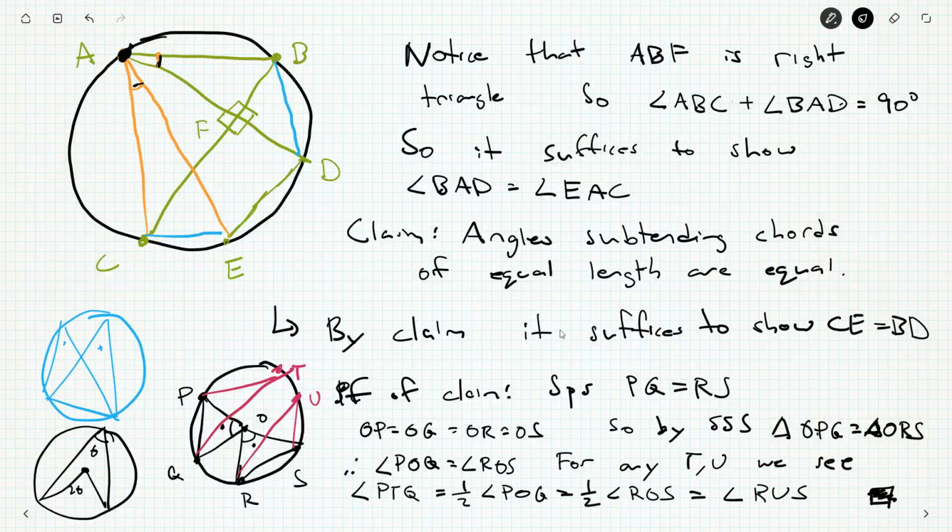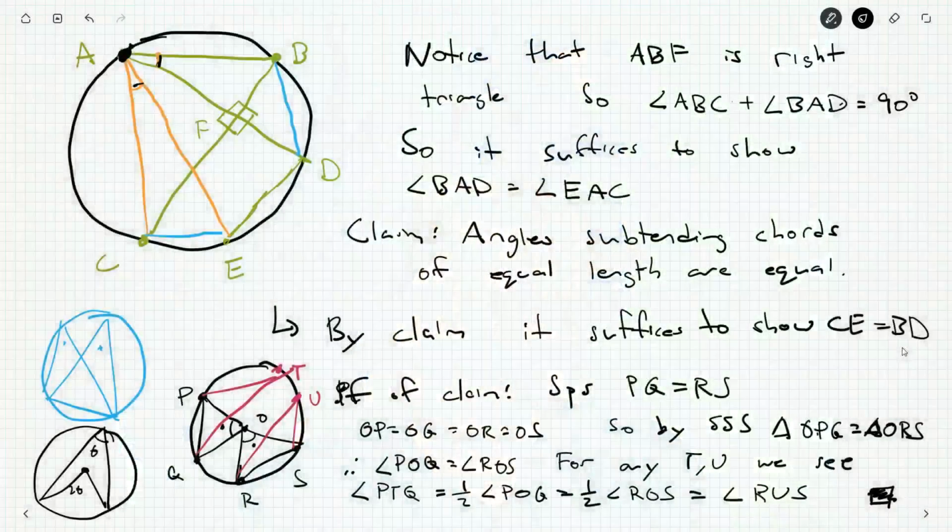Okay, so now it really does suffice to show CE equals BD. Was this a useful distraction? I genuinely don't know. Is this going to lead somewhere? No idea. But I have more options. I have more options now. So now I can just continue to look at this picture and say, what can I do?